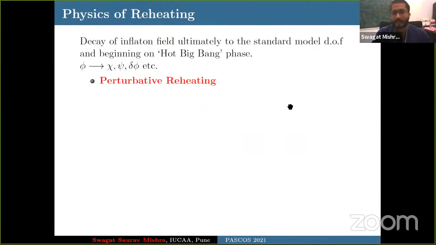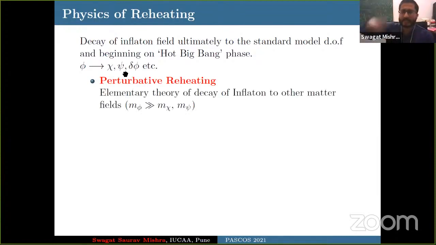After inflation is over, the scalar field oscillates around the minimum. And if it has small couplings to other fields, like another scalar field chi, or a fermionic field psi, or it has self-couplings, then it will do particle production. The production could happen perturbatively, or it could happen non-perturbatively. Non-perturbative is extremely rich and interesting, but for this talk, I will only focus on perturbative reheating.